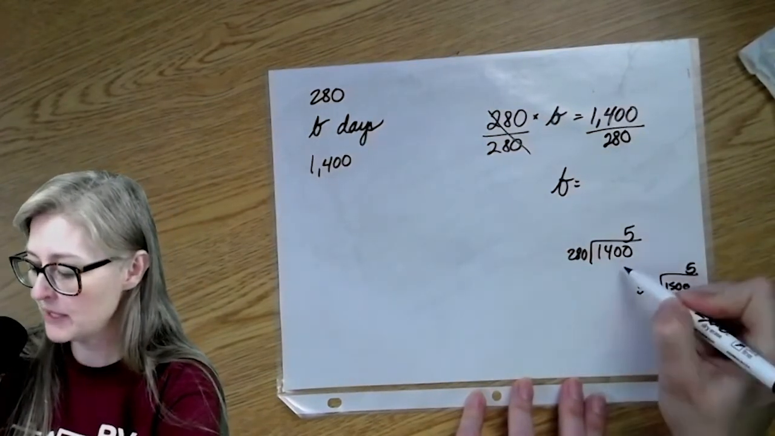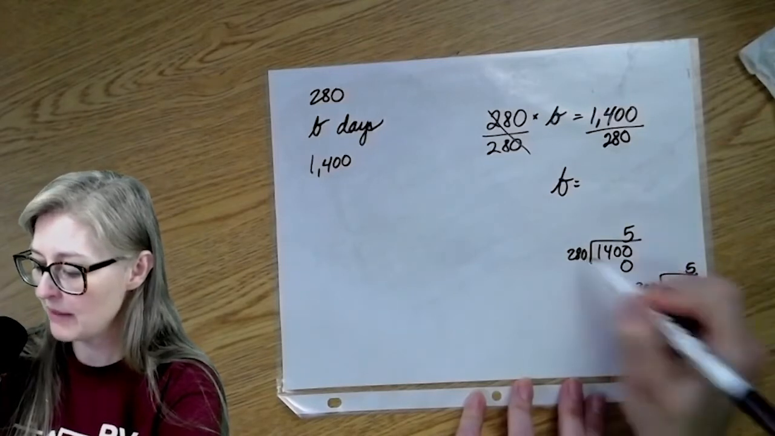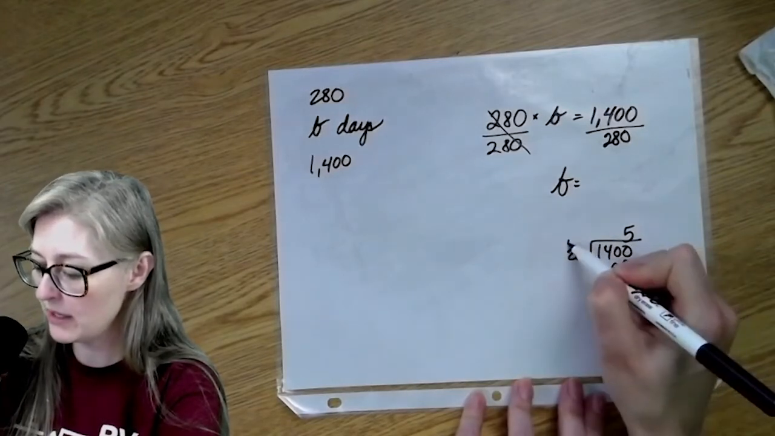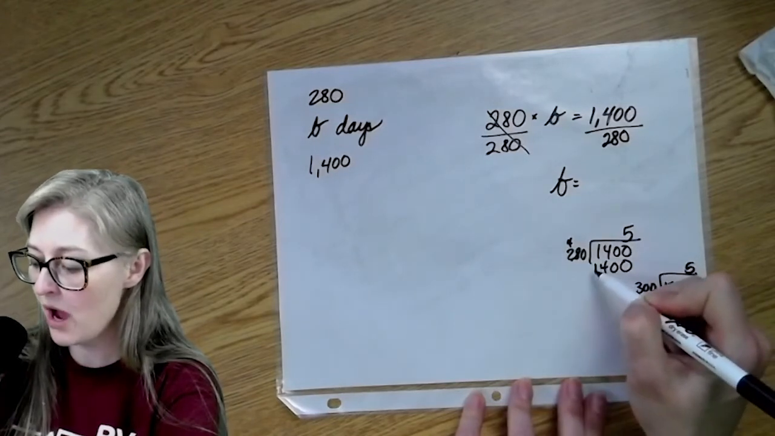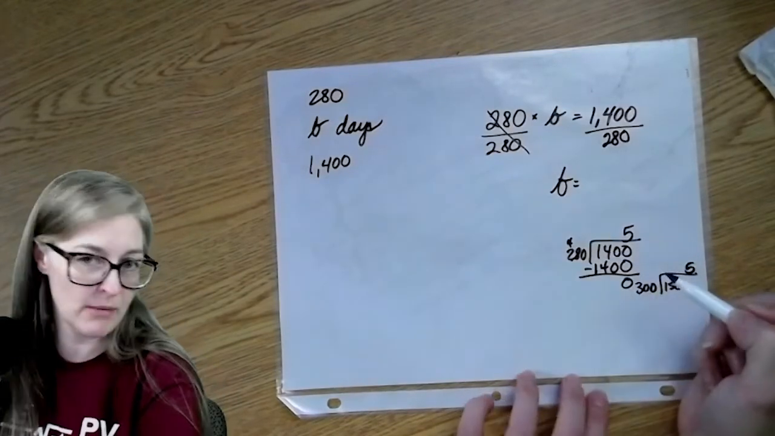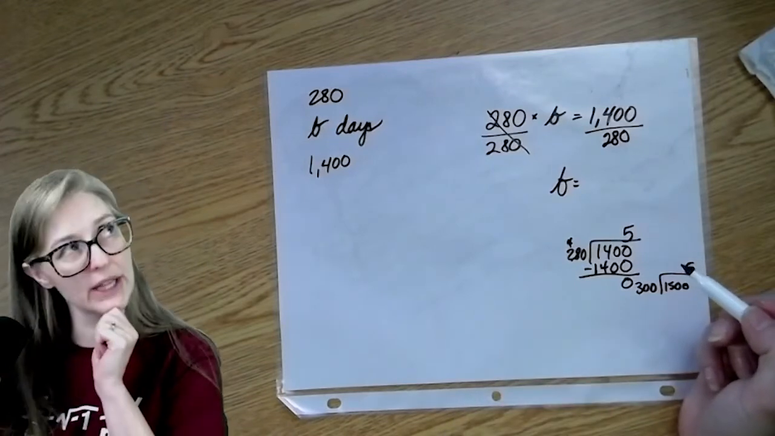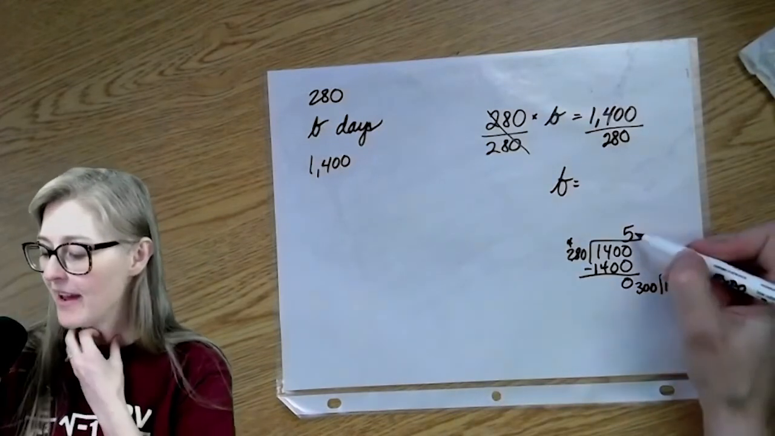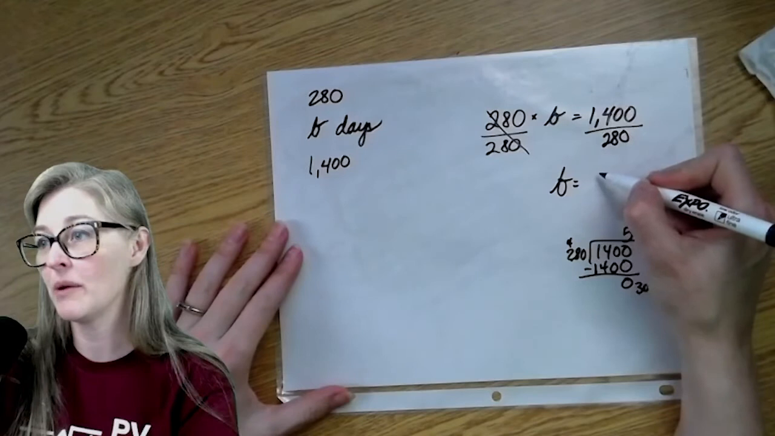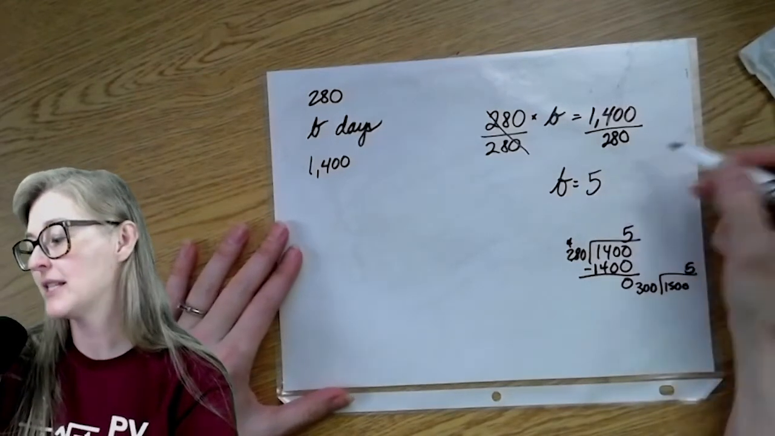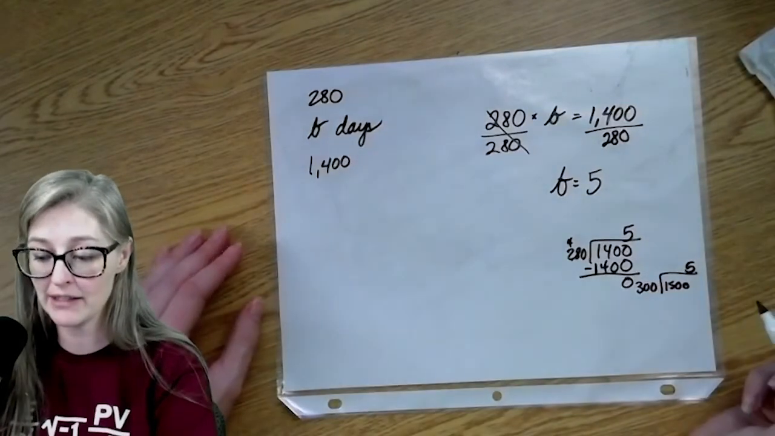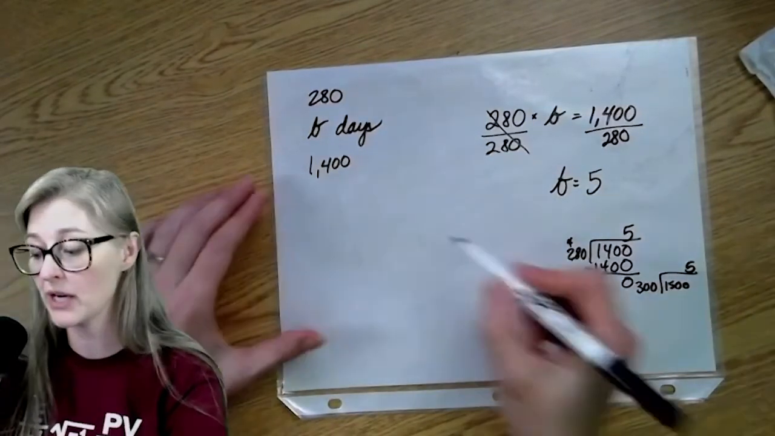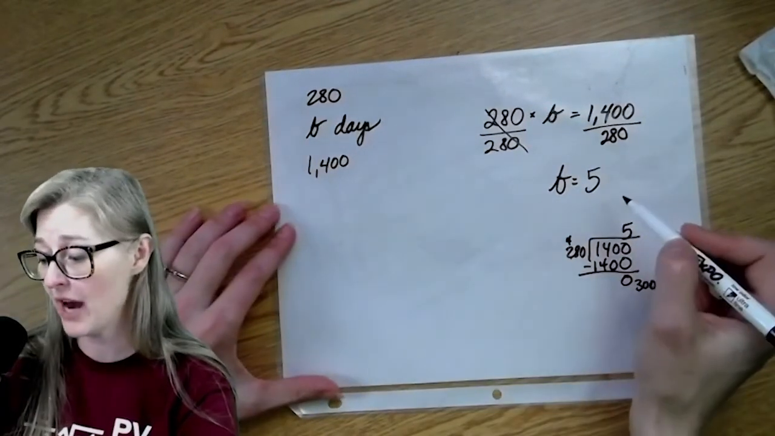So 5 times 0 is 0. 5 times 8 is 40. And 5 times 2 is 10 plus 4 is, oh, look. It's almost like they planned ahead and used friendly numbers. So I know that going back to my original here, it's in 5 days. So after 5 days, I should have 1,400. We're going to test that to see if I'm correct.